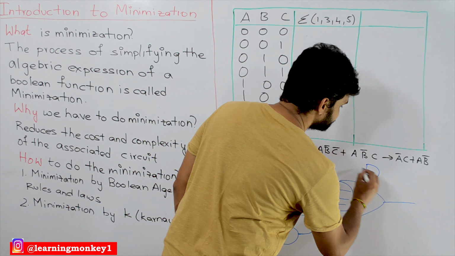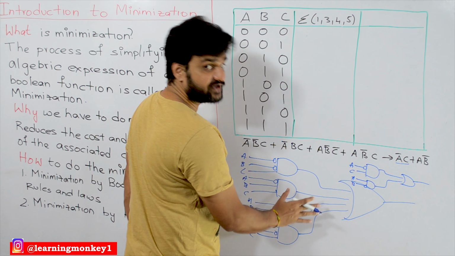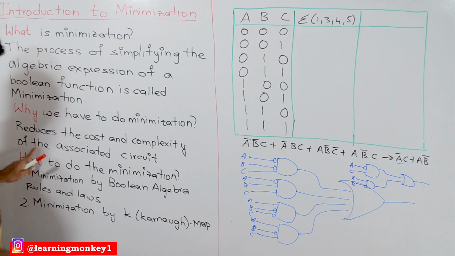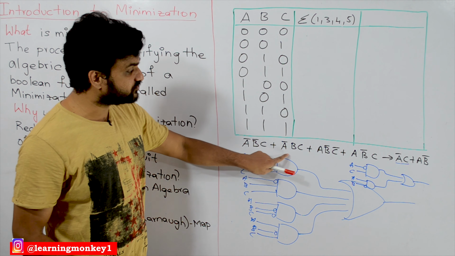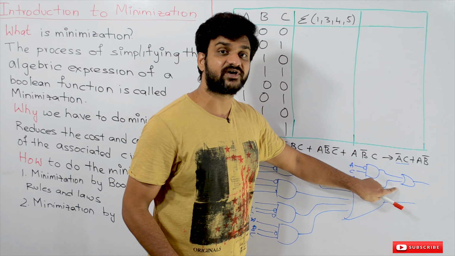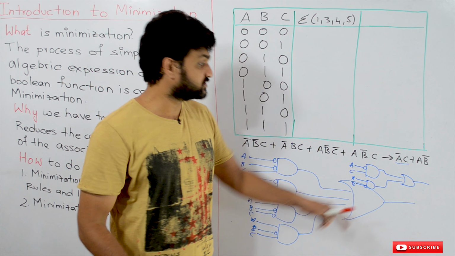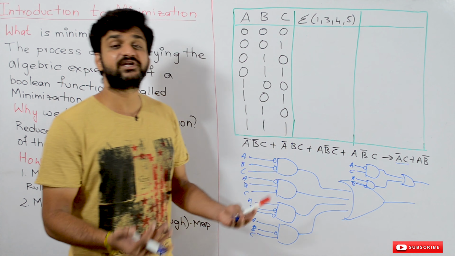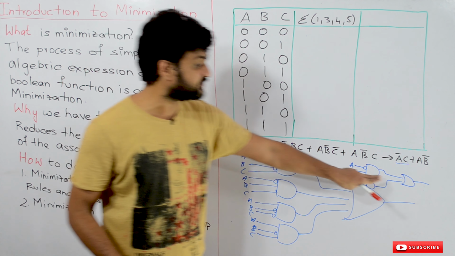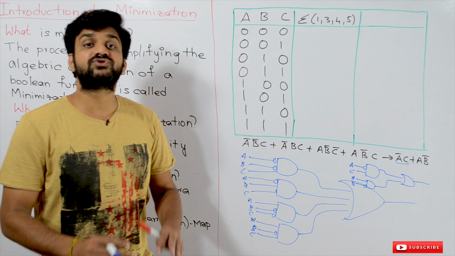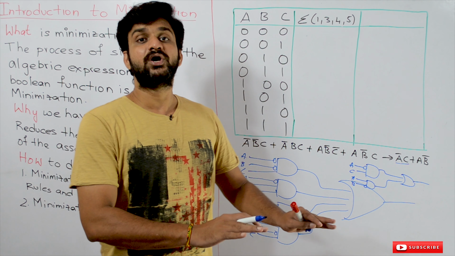So this is why we do minimization. Why do we do minimization? To reduce the cost and complexity of the associated circuit. The associated circuit for this boolean function is this one, and the associated circuit for this boolean function is this one. Which one is going to reduce the cost? This is going to have less cost. And which one is less complex? This one is very much less complex. This is a bit complex when compared with this circuit. That is the use of minimization.